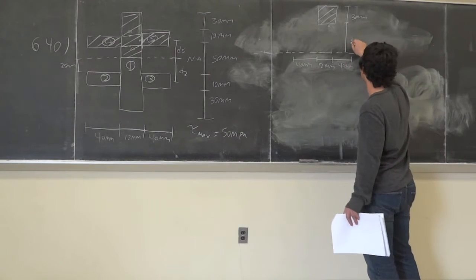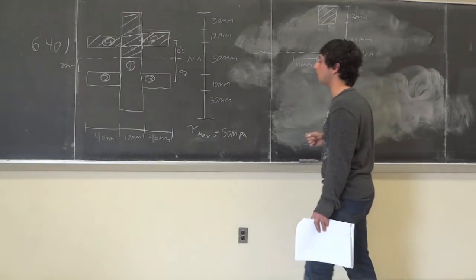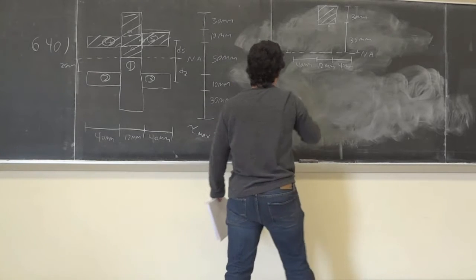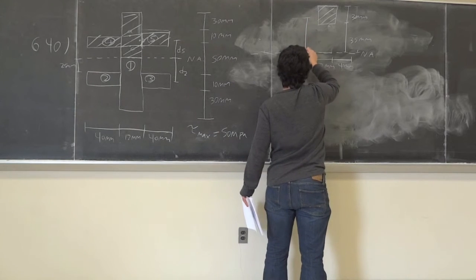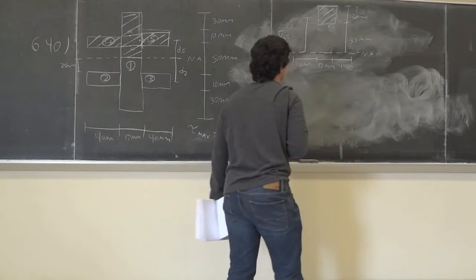35, exactly. Okay, so we're going to need y bar A. What is y bar A? It's this distance over here. Y bar A, 65 divided by 2, so 32 and a half.